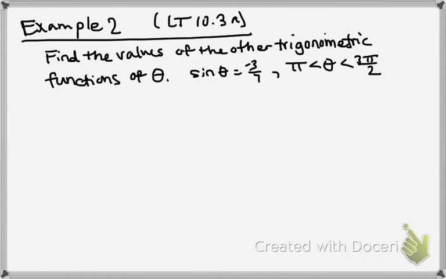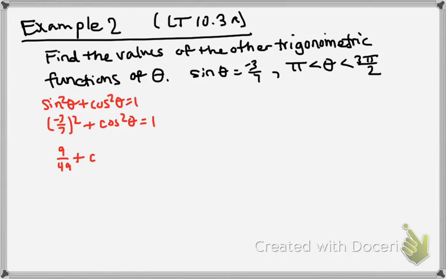So in this case, I'm going to use that most common one, sine squared plus cosine squared has to equal 1. In this case, sine is a negative 3/7. So remember, it's the quantity of sine squared. So it's going to be negative 3/7 squared plus still that cosine squared of theta equals 1. So negative 3/7 squared is going to be 9/49 plus the cosine squared of theta has to equal 1.